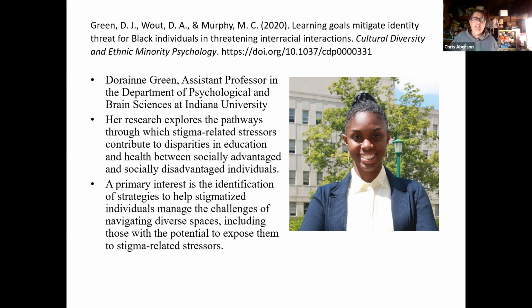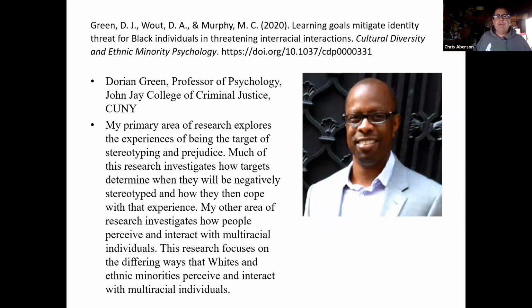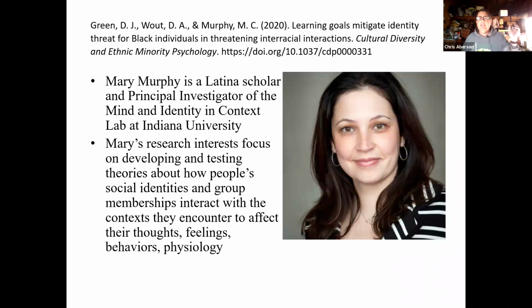First is Dorian Green, who looks at stigma-related stressors and disparities in education and health between socially advantaged and socially disadvantaged individuals. She's the lead author. Then Dorian Green, professor of psych at John Jay College Criminal Justice of City University of New York. He primarily works with stereotyping and prejudice. And then Susan Murphy, who is a Latina scholar, principal investigator at the Mind and Identity and Context Lab at Indiana University. Mary's research focuses on theories about social identities and group memberships.